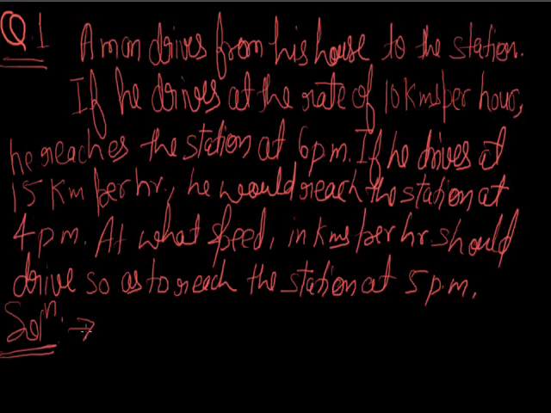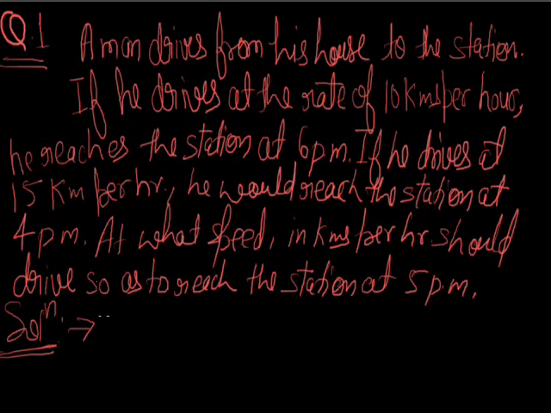Let us look at the solution of the question. We are given a man who is driving from his house to the station, and we are given the speed in different conditions and the time at which he reached the station.